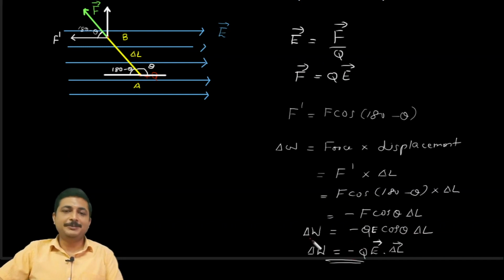So this is all about the work expended in moving a positive charge in an electric field, which is nothing but a small work done given by the equation minus Q E dot delta L.